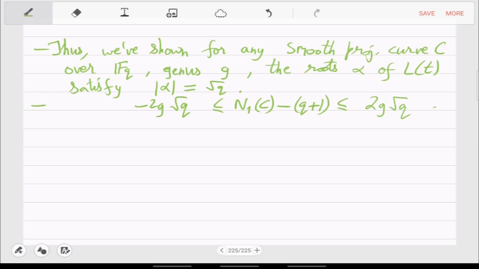and so this implies that if you take q, the main term, I mean you have to take the main term much bigger than the error term for this to be interesting, which means that you take q to be more than g square. Yes.